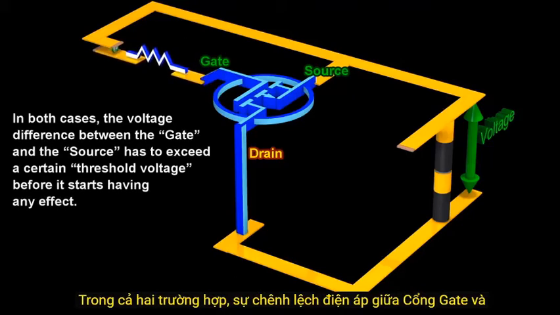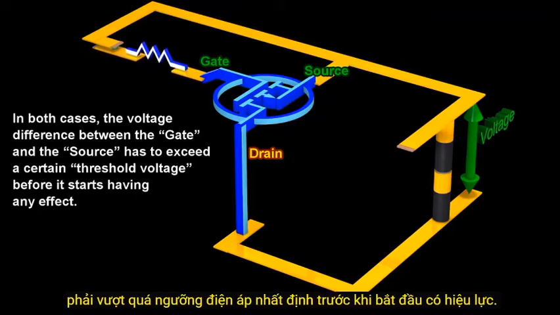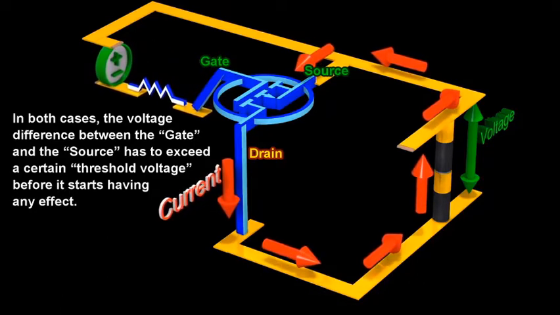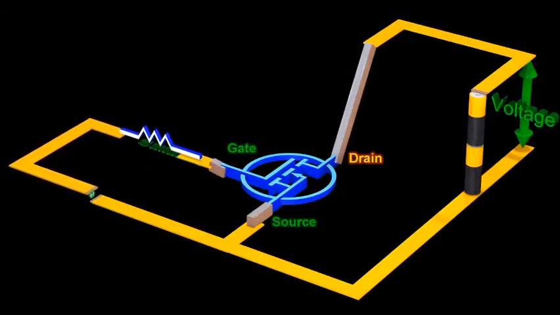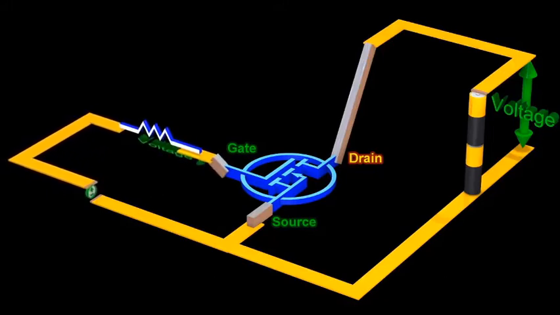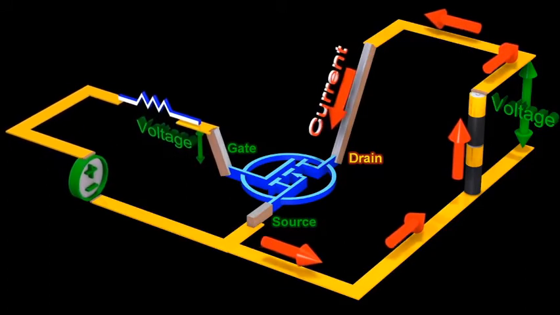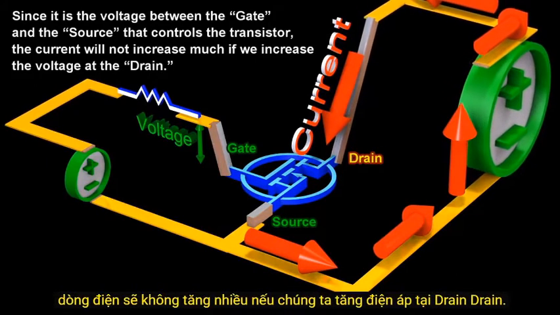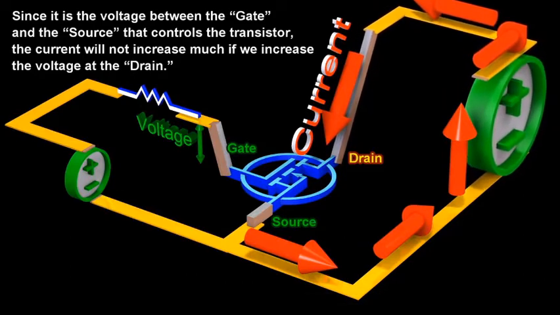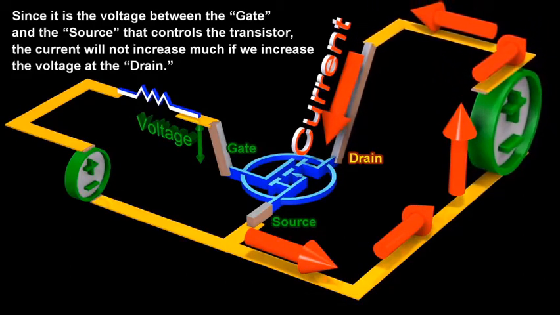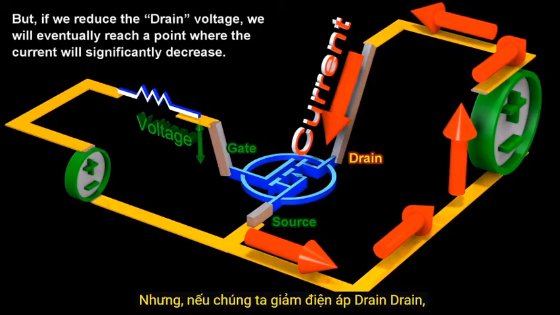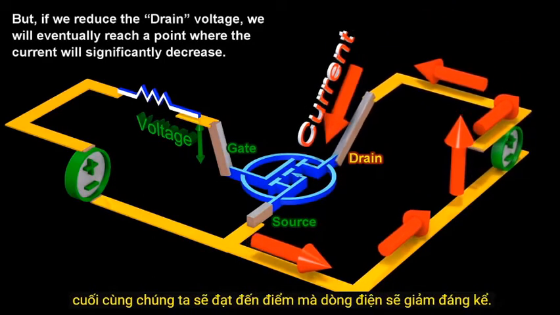In both cases, the voltage difference between the gate and the source has to exceed a certain threshold voltage before it starts having any effect. Since it's the voltage between the gate and the source that controls the transistor, the current will not increase much if we increase the voltage at the drain. But if we reduce the drain voltage, we'll eventually reach a point where the current will significantly decrease.